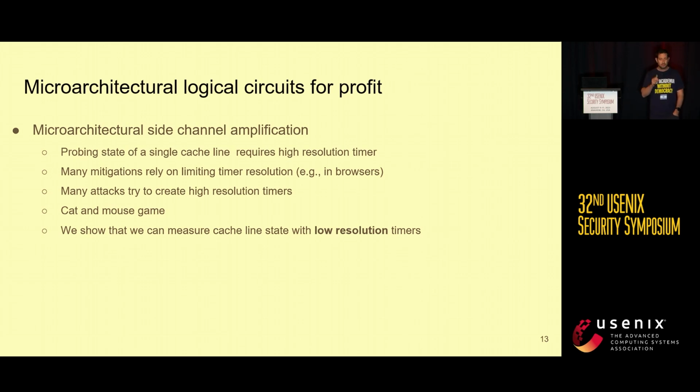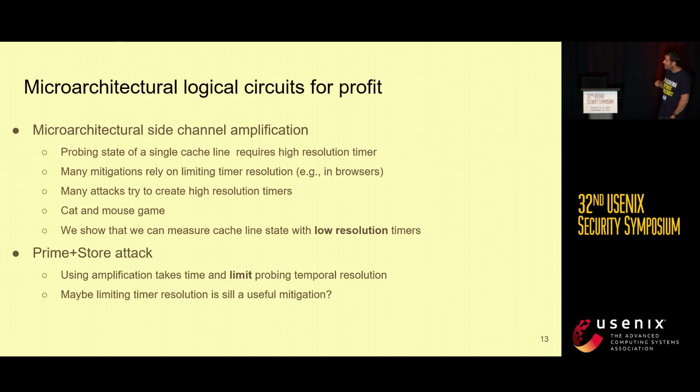We can actually use very low resolution timers and still run cache attacks. And we're going to show how. We have the prime and store attack. The nice thing about it is that when we use amplification in order to use low resolution timers, we basically lose temporal resolution. We can't probe many times per millisecond, which makes the attack less practical. So maybe still limiting the resolution is useful for some mitigations.